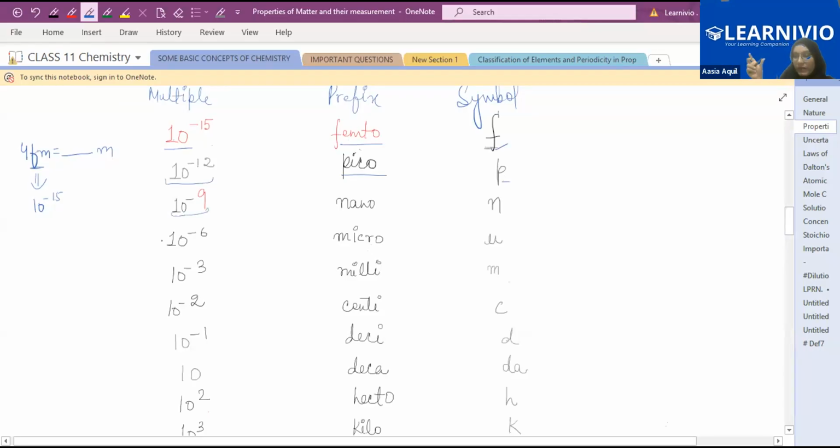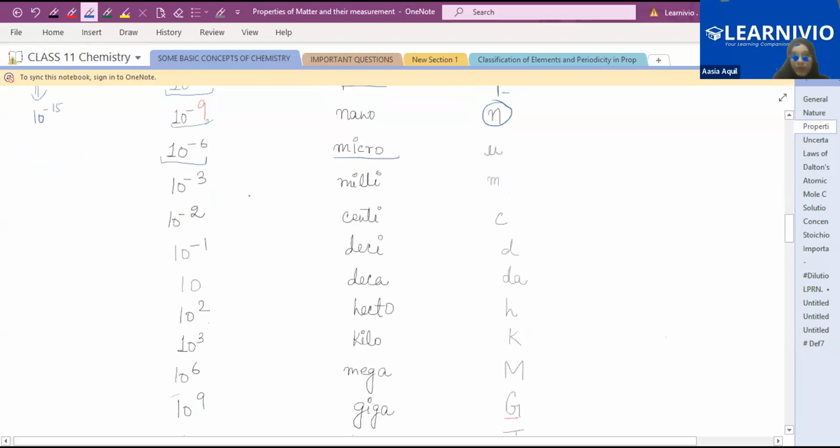Some data is given in nano scale. Nano means 10 raised to the power minus 9, right? More negative power means the object is smaller. More positive power means a bigger scale. So nano means 10 raised to the power minus 9, and the symbol for nano is a small n. Similarly, micro is used for 10 raised to the power minus 6.